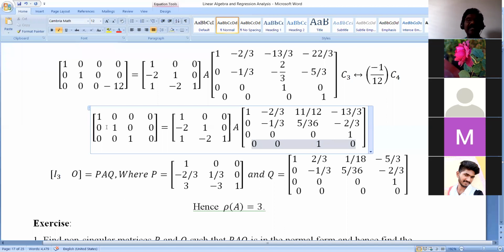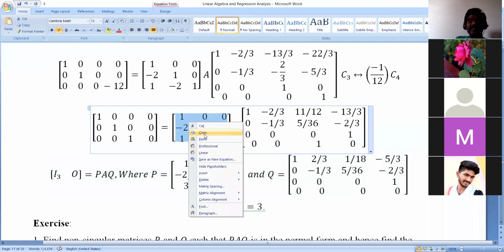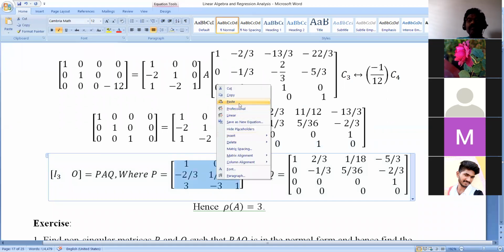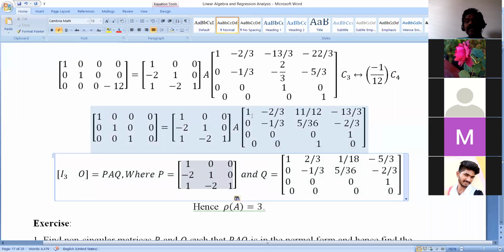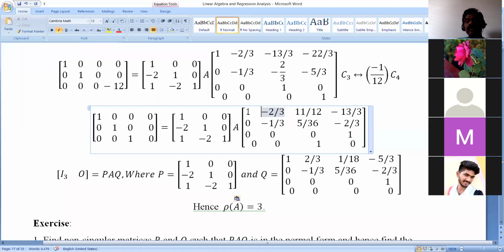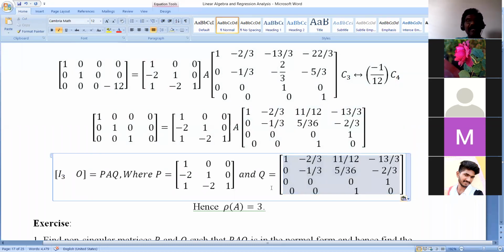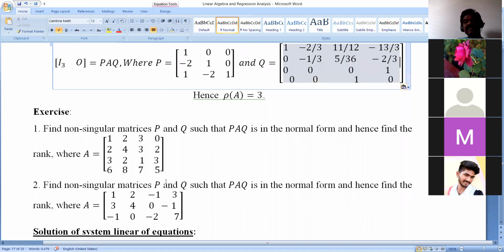Here in the left hand side we have the I3 matrix with the 0 matrix, that is I3 O equal to P, this matrix, and this is Q. Hence, the order of this identity matrix in normal form is 3. That's why the rank of the given matrix is 3.